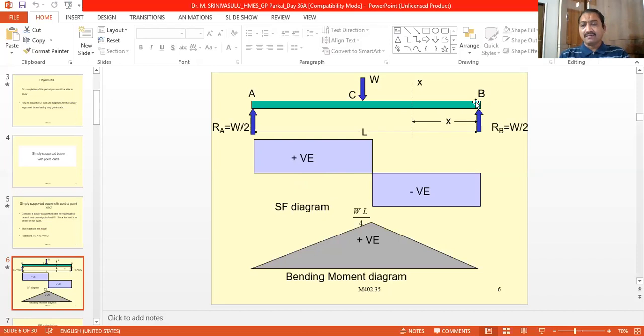You will look to the right of the section. If you take the section just at the point B, then to the right of that section a force of W by 2 is acting, that is to the right and upwards.